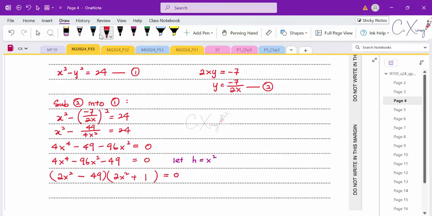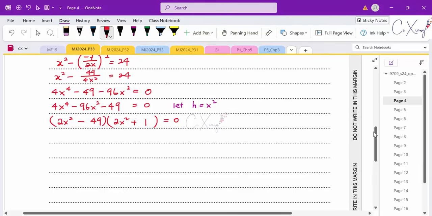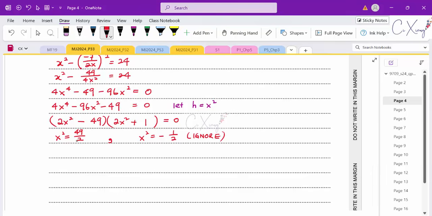I want to solve the equation. Okay, so to solve the equation, I'm having x squared equals 49 over 2. Another part will be x squared equals negative 1 over 2. For this part, I will directly ignore it because if I continue to solve this part, the final answer that I get will be overlapping with the answer that I used for this value. So it is not needed for us to repeat the step and get the same set of answers. Alright, so I will directly ignore this part. So we'll continue with this set of formula.